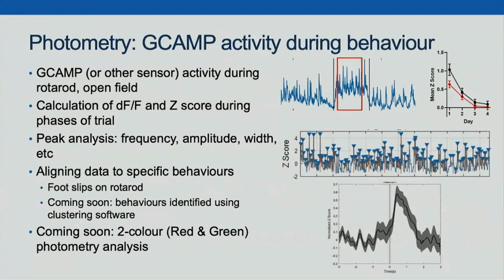And we can also do something I'm kind of excited about, which is aligning the GCaMP data to specific behaviors. So in the bottom corner graph, I'm showing an example where I've looked at every time the mouse has a foot slip on the rotarod, and I've averaged the GCaMP activity around all of their foot slips for this mouse. And you can see that right after the foot slip occurs, there's this big peak in activity, which is when the mouse is now trying to regain its balance after slipping. And then I'm also doing other analysis coming soon with the open field, looking at specific behaviors and what the GCaMP data looks like during those, as well as analysis of data with the red and green sensors together with photometry.